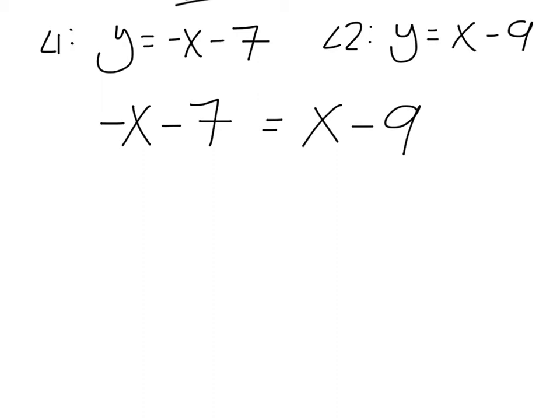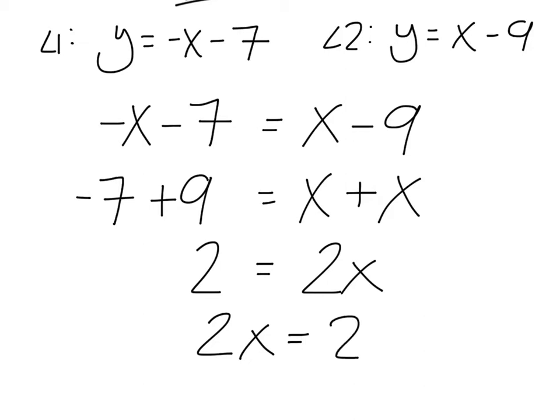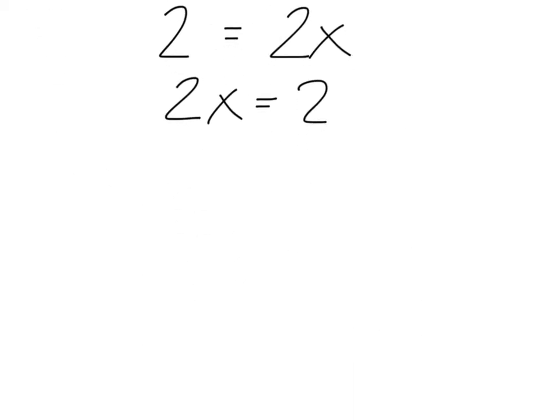So rearranging, we'll bring the numbers to the left and the letters to the right hand side to avoid negative signs. That gives us -7, and bringing the 9 over gives us +9. We have x on this side already, bring the negative x over and that becomes plus x. So -7 plus 9 is 2, which equals x plus x, which is 2x. So that means 2x equals 2, which means that x equals 1.